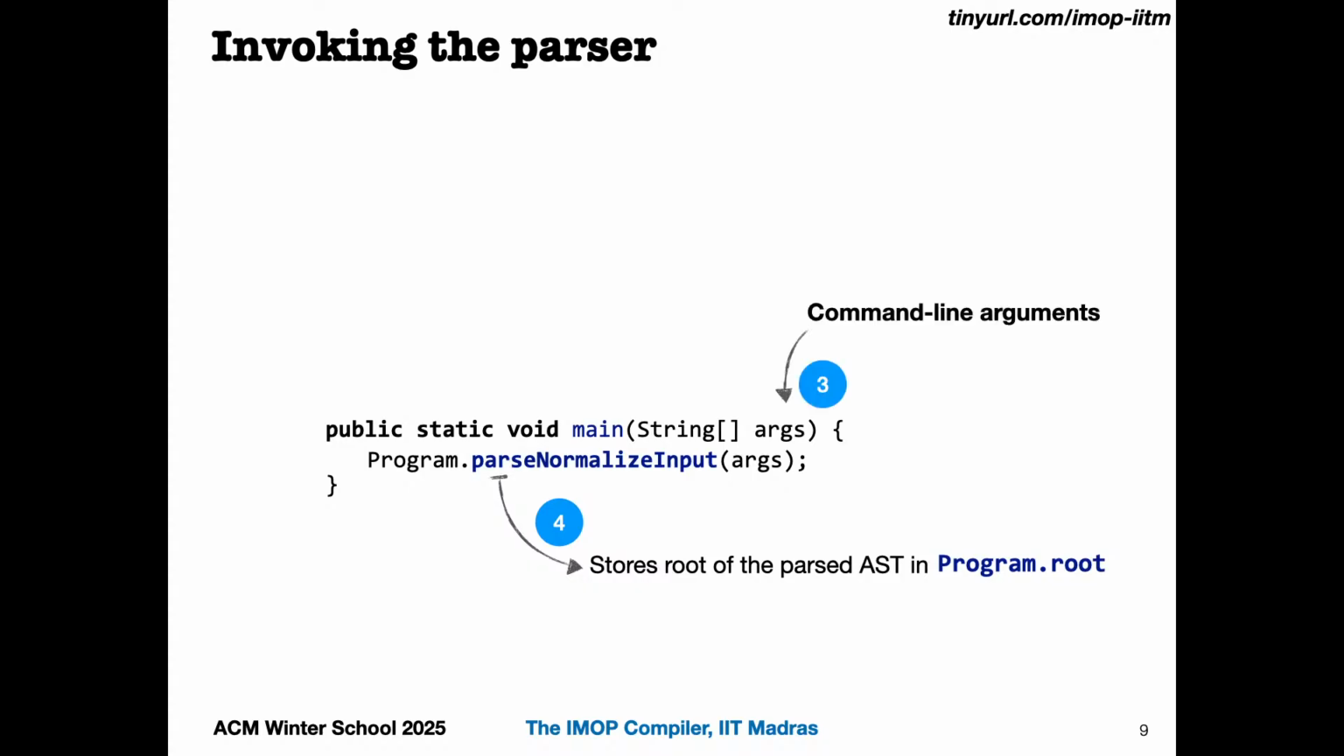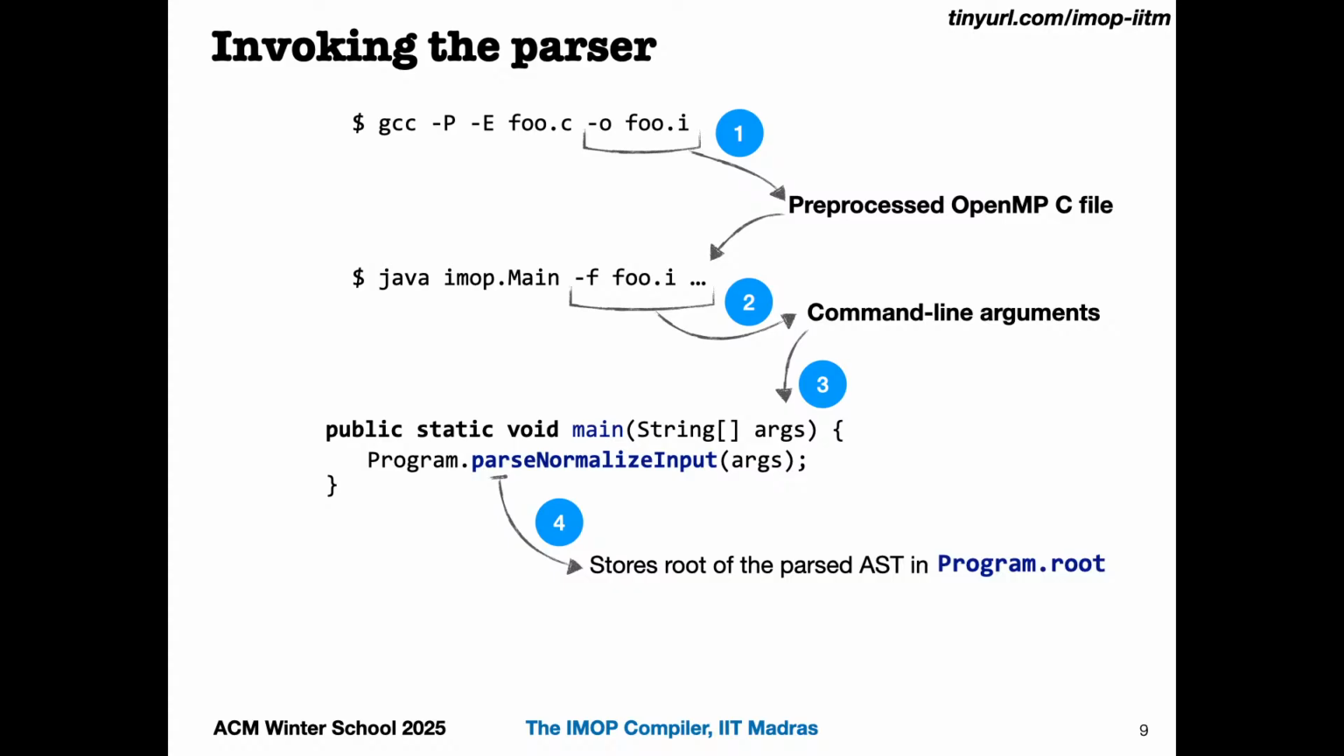This command line arguments gives me the file name. So when you run Java, either in Eclipse, if you just run, automatically it does it. Otherwise, if you say java IMOP and specify the file name, this command line arguments are in here. Okay.